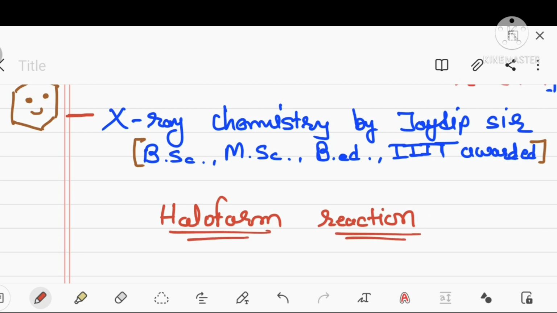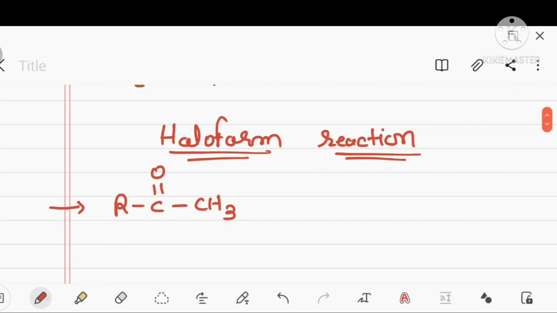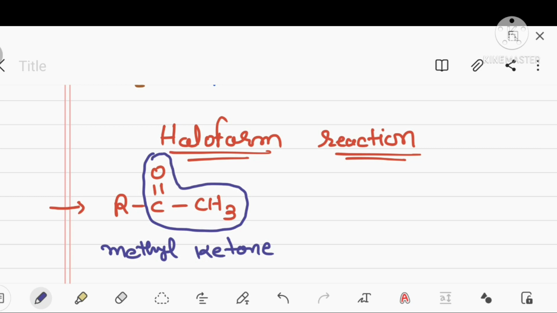The name itself is indicating something, right? This haloform reaction is mainly given by the methyl keto group, like this: R C double bond O CH3. It is nothing but the methyl keto group. So this reaction is given by a compound containing or possessing this methyl keto group.